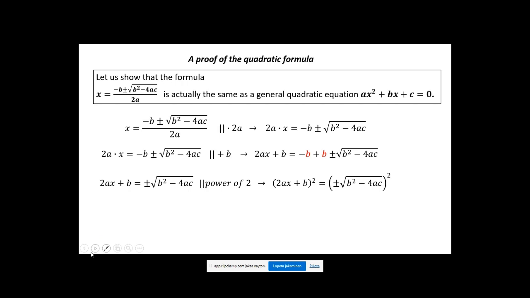And next I have a situation that I want this square root away. And how can I get rid of this square root? I take the power of 2. So an exponent of 2 repeals this square root, because power of 2 is a counter function of square root. That's why they repeal each other.